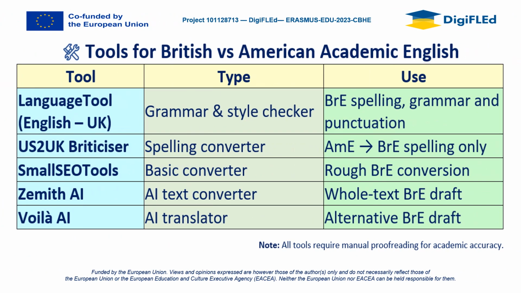To ensure accuracy and consistency in academic writing, particularly when revising texts for British or American English conventions, digital tools can support the drafting and editing process. Tools such as LanguageTool English UK help identify differences in spelling, punctuation, and grammar, while converters like US to UK Britishizer and Small SEO Tools assist with initial American to British spelling standardization. AI-based tools, including Zenith AI and Voila AI, can generate whole-text British English drafts, which are useful for comparison and exploration of stylistic variation.